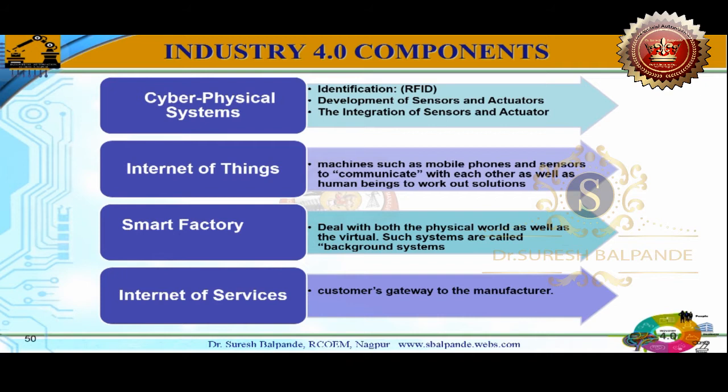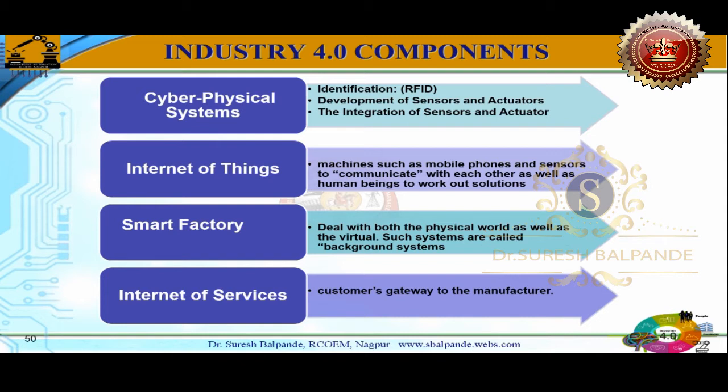So what are the important components of Industry 4.0? The first important part is cyber physical systems. Then Internet of Things, smart factory and Internet of Services.